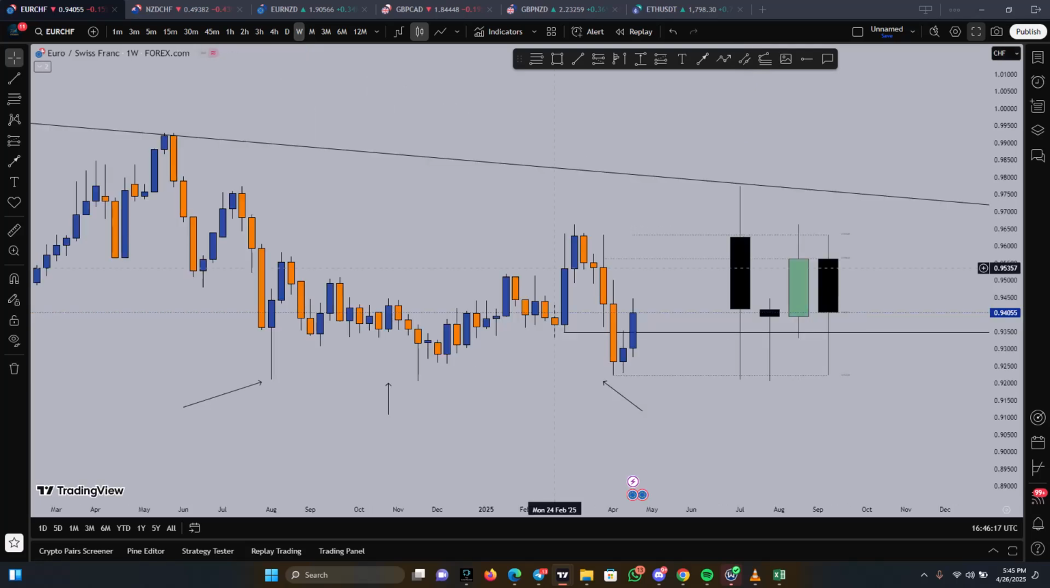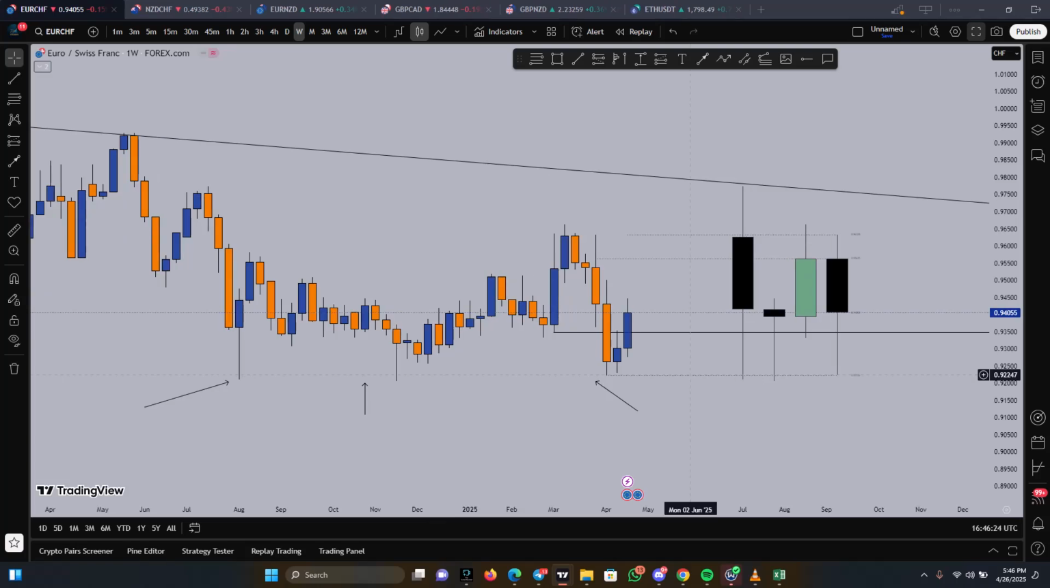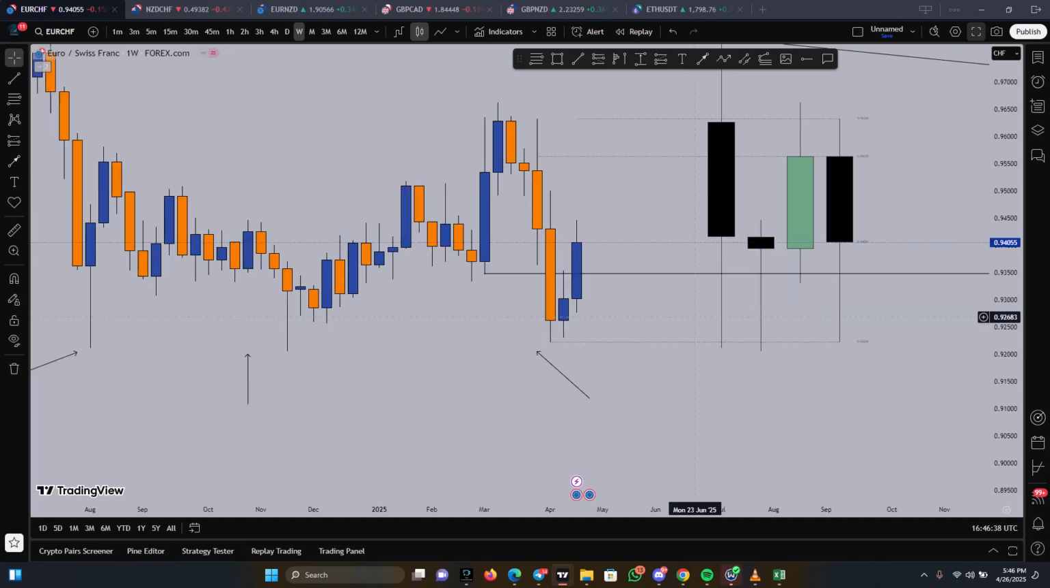So on the weekly time frame, what are we seeing? Okay, this is accumulation. There's a little bit of accumulation here because the market is in between a particular price. Yeah, this is just an accumulation. Now this is what I'm expecting this upcoming week.